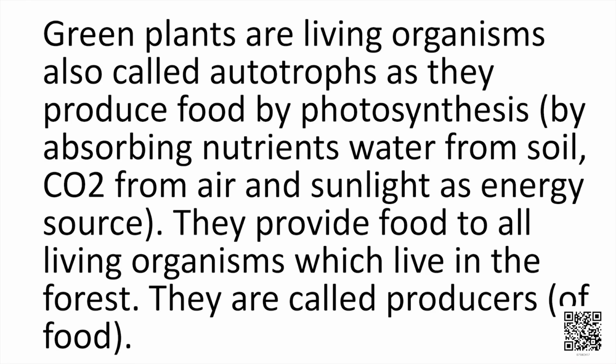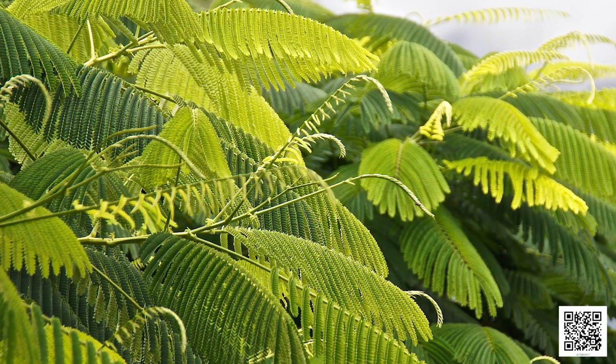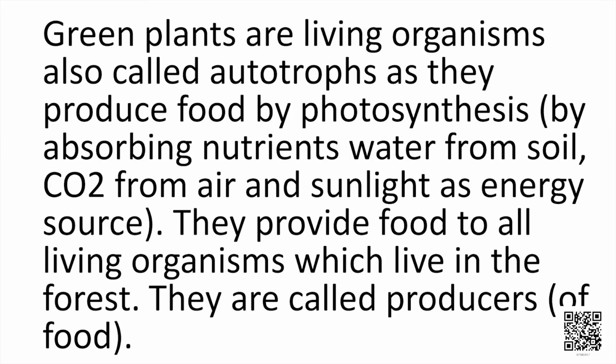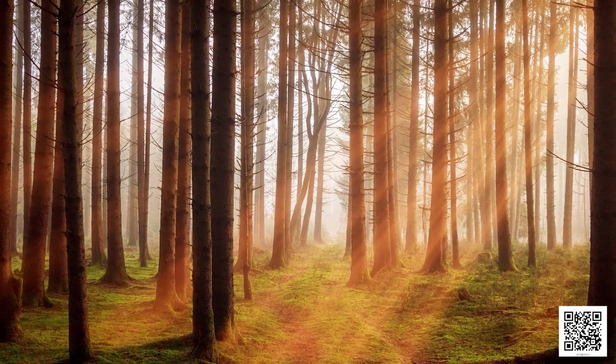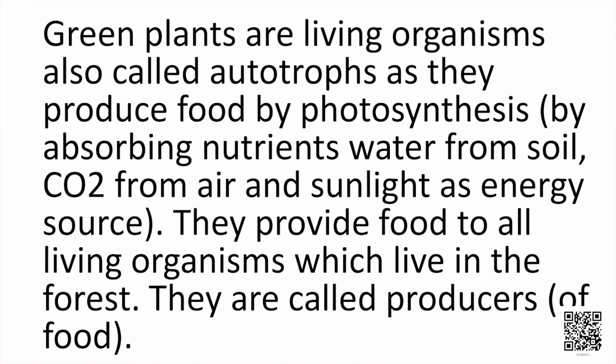So students, green plants are living organisms that are also called autotrophs, as they can produce food by photosynthesis. Now we all know what is photosynthesis. It is the absorbing of nutrients and water from soil and carbon dioxide from air, and in the presence of sunlight producing starch for energy. Now these autotrophs or plants, they provide food to all living organisms which live in the forest. Hence they are called producers.